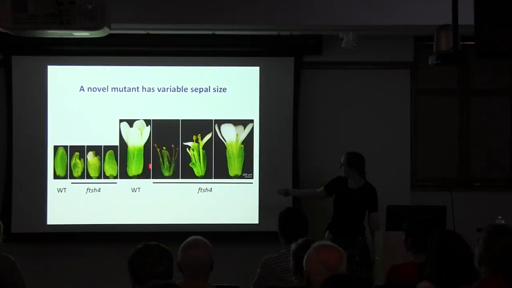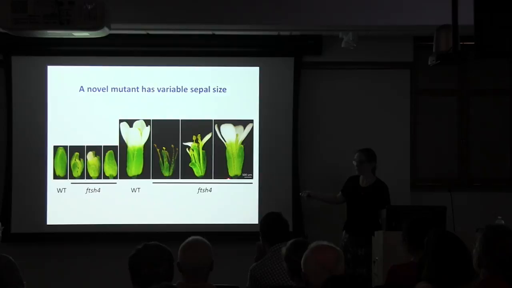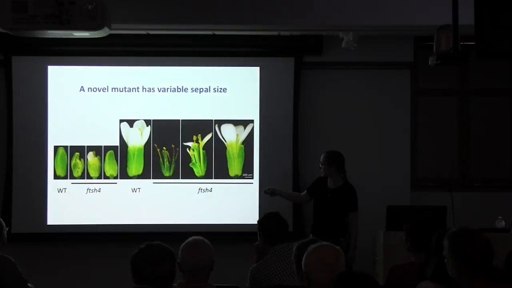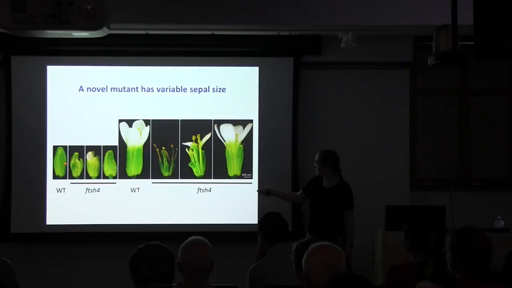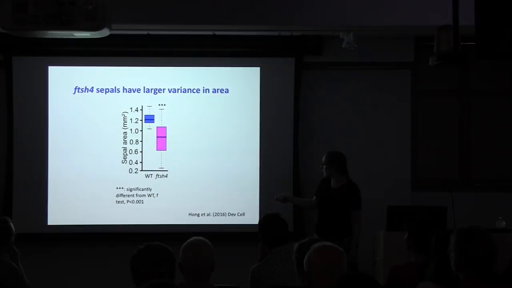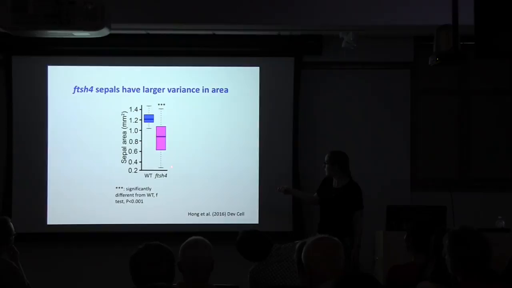So here's our wild-type flower, and it's got its four same-size sepals. Here's three different FTSH4 flowers from the same plant. One is perfectly normal. This one has one normal sepal here and a couple smaller sepals here. You can see it also affects the other floral organs. And this poor flower has all four smaller sepals. If we look at earlier stages where the sepals in wild type close the flower bud because they're all the same size, we can see again there's some normal flowers and there's some flowers that are open because it's got smaller sepals, some normal sepals and some smaller sepals. So Leland quantified this to verify. We've got sepal area, and wild type has a very small variability in sepal area, whereas FTSH4 mutants have a much larger variability in sepal area.